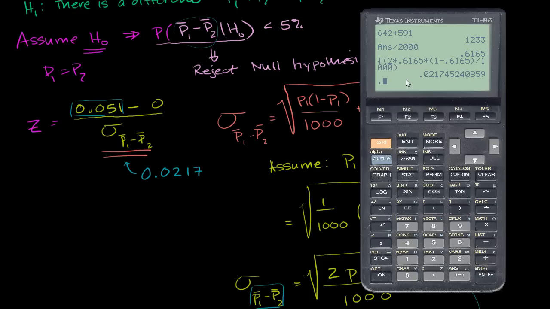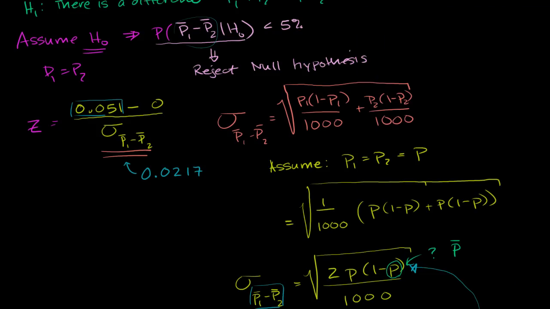So we have 0.051 divided by this standard deviation. And that was our answer up here. So I'll just do divided by our answer. And we are 2.35 standard deviations away. So our z-score is equal to 2.35. So just to review what we're doing, we're assuming the null hypothesis.